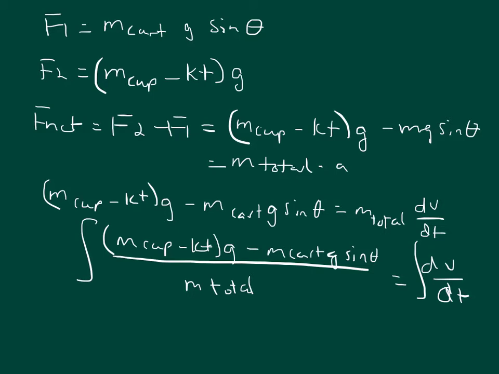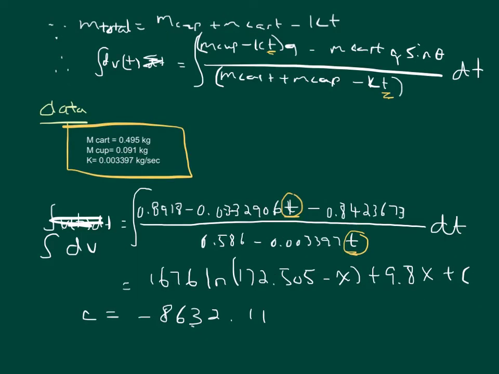Alright, so what I did was I divided everything by m total, and what we're going to do next is multiply both sides by dt. Because m total equals the total amount subtracted by the amount of mass that is lost per second, we would have the integral of dv equals this equation dt.